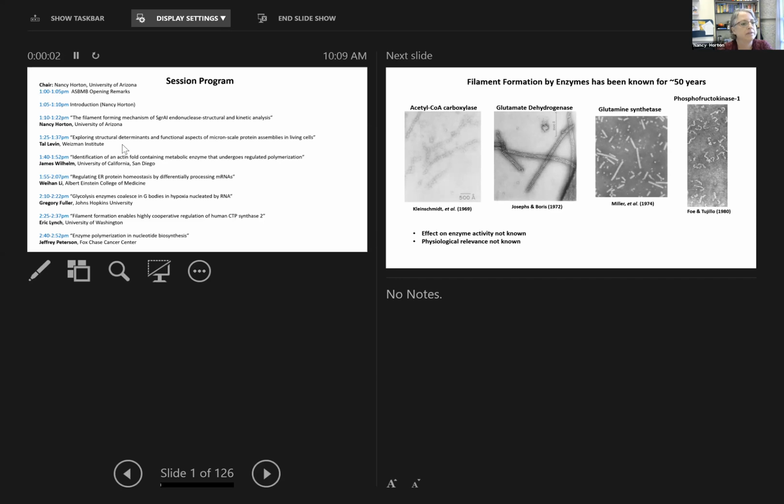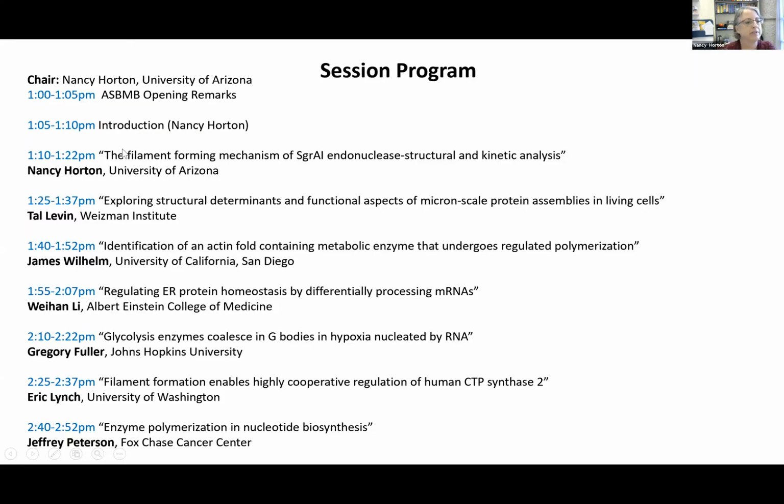Okay, so the basic structure of this session: I'm going to give a 5-minute introduction and go into my talk, and then we'll have a series of talks after me.